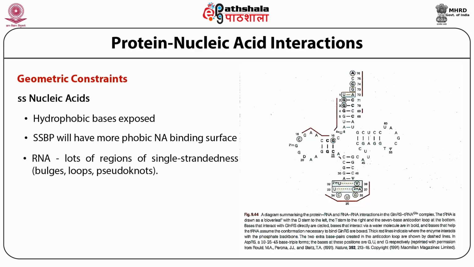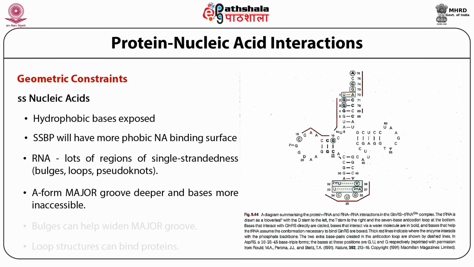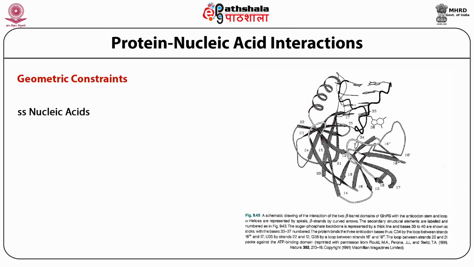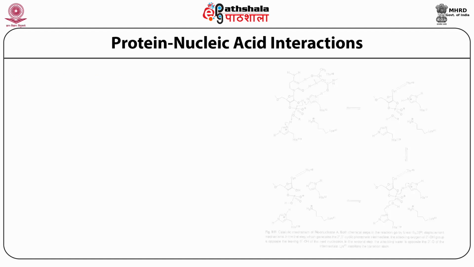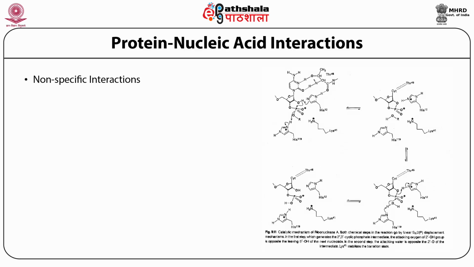RNA has lots of regions of single strandness. In A form, the major groove is deeper and the bases are more inaccessible. Bulges can help with the major groove. Again, this gives lots of regions of single strands, bulges, loops and so on. Loop structures can bind proteins. Again, these are non-specific interactions; protein nucleic acid has a specific one and this is a non-specific one.